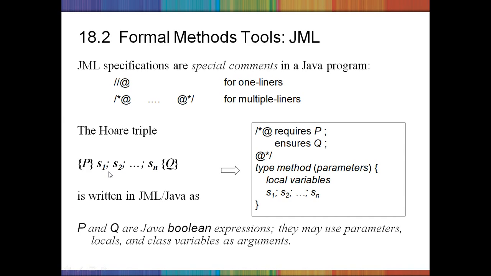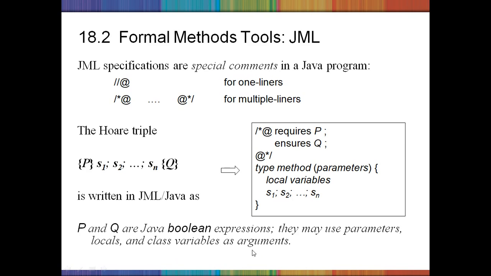So P, S1, S2, and so on, Sn, Q is written in JML or Java, as P and Q are Java Boolean expressions. That means preconditions and postconditions are Java Boolean expressions. That means they will return either true or false. They may use parameters, that means variables, the parameters that may be used here. Next is locals and class variables as arguments.